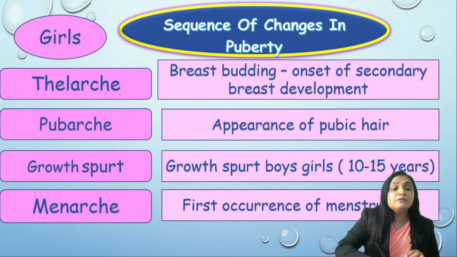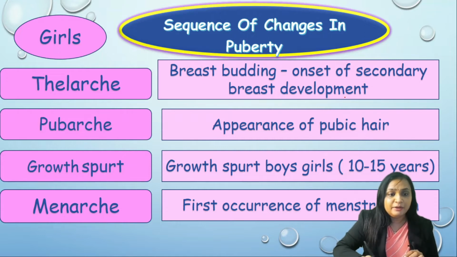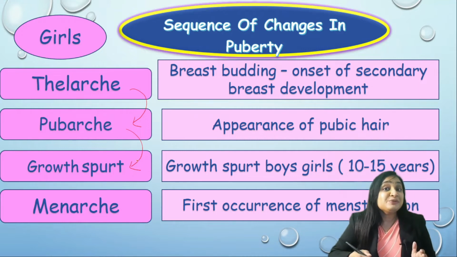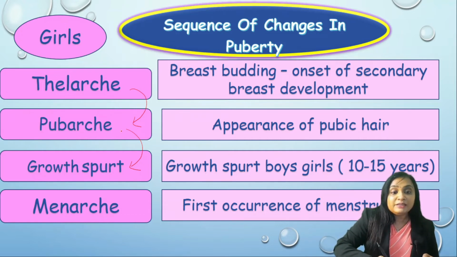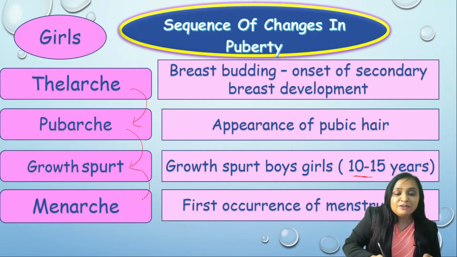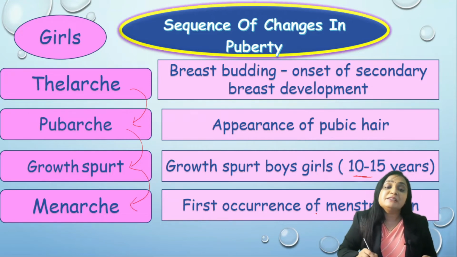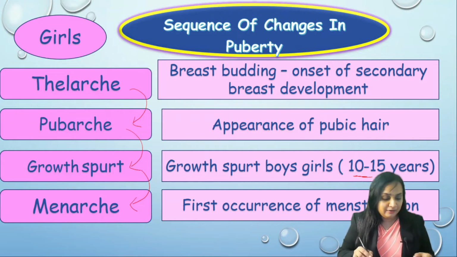In girls, the first thing will be thelarche, that is breast budding and onset of secondary breast development. After thelarche there is pubarche. Pubarche means the appearance of pubic hair. After pubarche there will be a growth spurt. You must have seen during the adolescent period the girls and boys grow in height, right? So the growth spurt will occur always after pubarche and it is around 10 to 15 years. And after the growth spurt there is menarche, that is the first occurrence of the menstrual cycle.